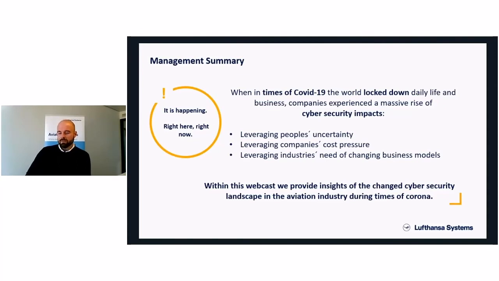You also mentioned, as the audience also mentioned, that there is an impact of Corona going on out in this world, out in different industries. The criminals are leveraging people's uncertainty. They are leveraging companies' cost pressure. They're even leveraging the industry's needs of changing their business models. And we are going to brighten up your view on these topics today. We would like to give you a high-level approach of some IT security impacts occurring due to Corona.